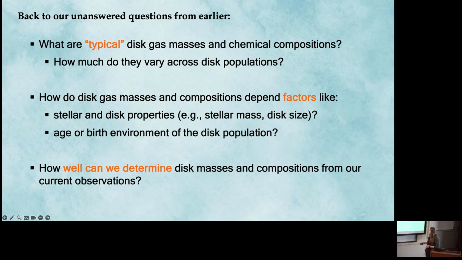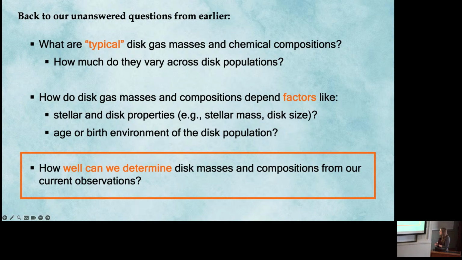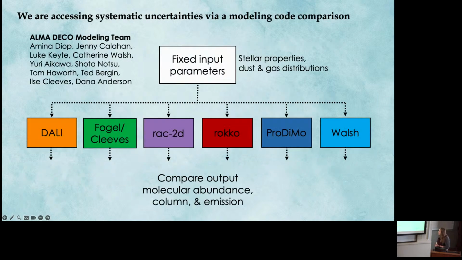So back to our unanswered questions, bringing up this one down here, how well can we determine disk gas masses and compositions from our current observations? So this is another effort under the DECO team, our DECO modeling team effort, where we want to assess the systematic uncertainties due to using different astrochemistry disk modeling codes. And so what we've done is we've brought together a team of modeling experts who are familiar with 6 different astrochemical disk modeling codes. They were each developed independently for separate purposes at the time, but they've all been used to try to explain these types of ALMA observations in the past.